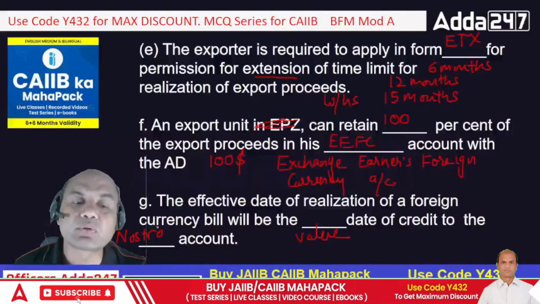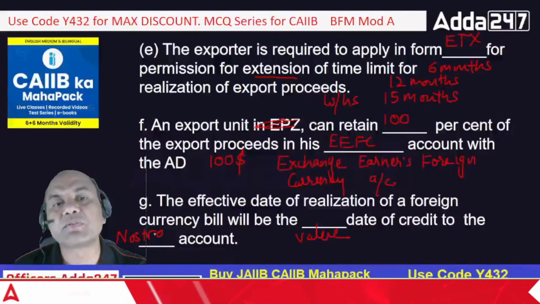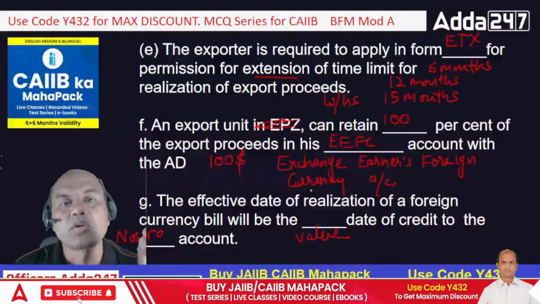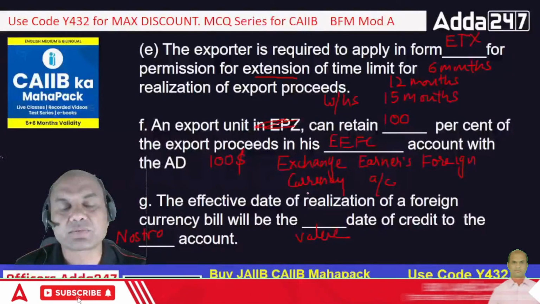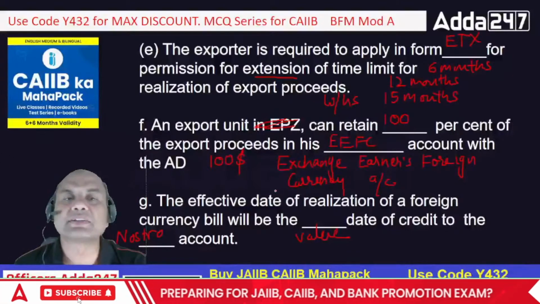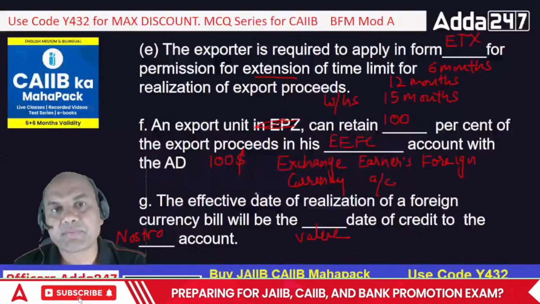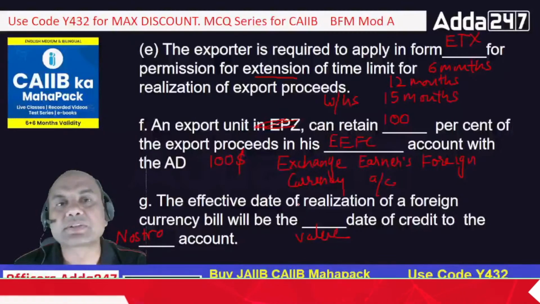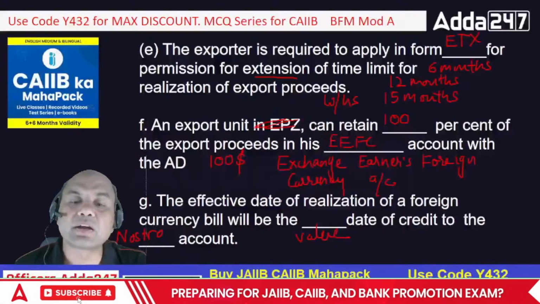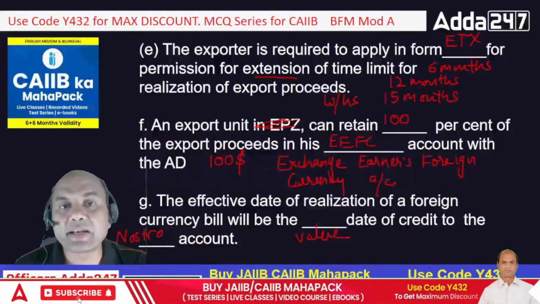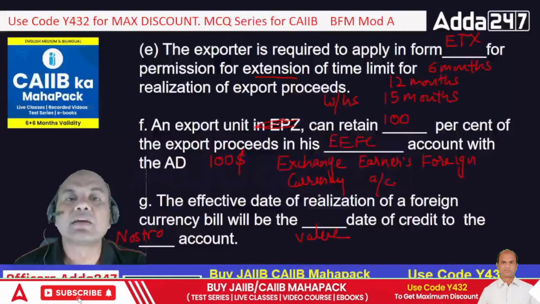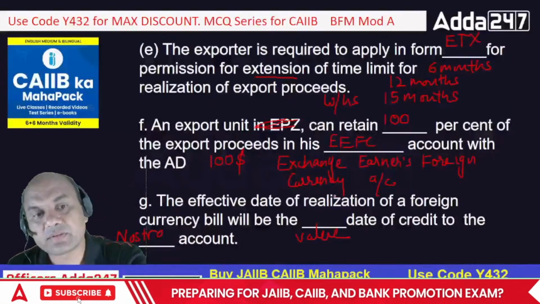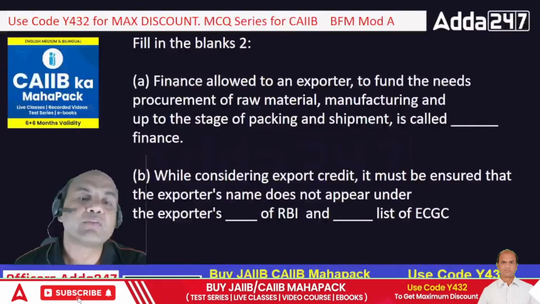Why? Because credit to Nostro is an important part. Nostro means what? Suppose I am SBI and I maintain a dollar account with Citibank. That is called a Nostro. So if the buyer sends me the money, it will first be credited to my Nostro. The value date on which it was credited is known as the effective date of realization. From that date itself, the bank needs to give the credit to the Indian customer. Okay, got it, everyone?